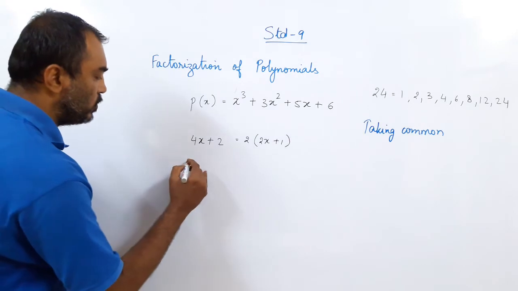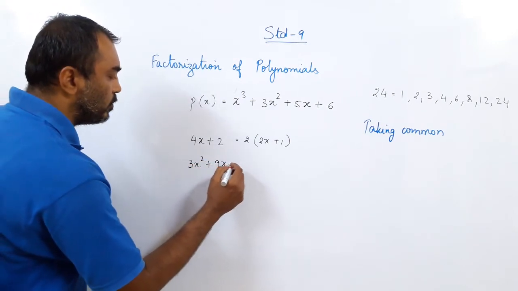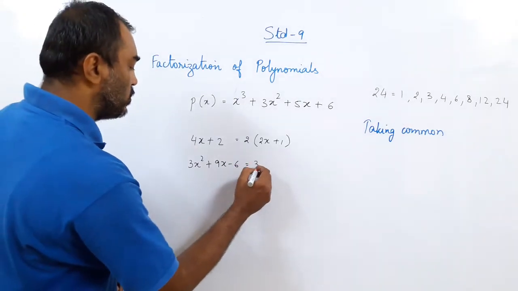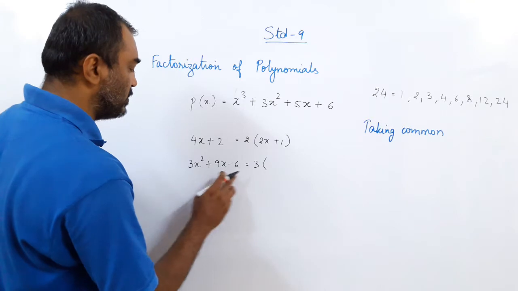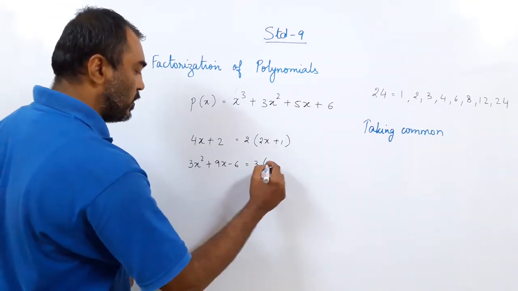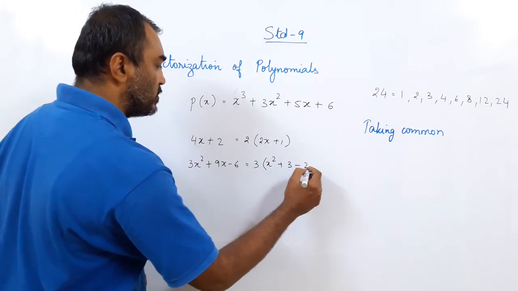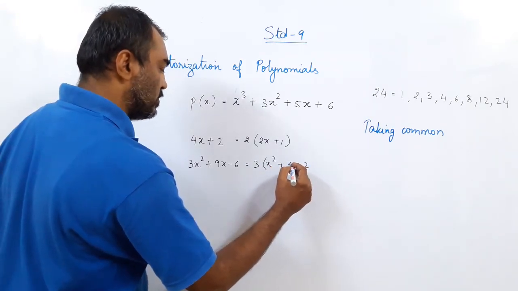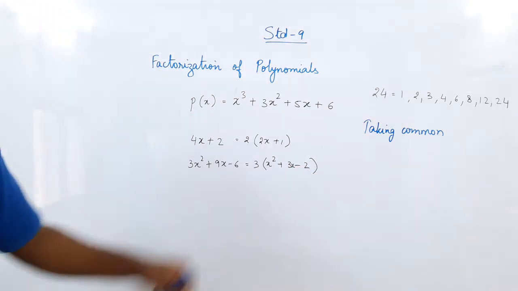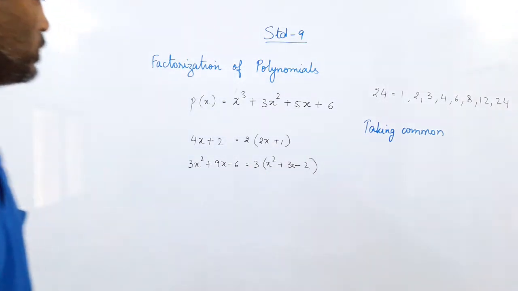Say we have 3x square plus 9x minus 6. So what you can take out common here? You can take out 3 common because 3, 9 and 6 all have the HCF 3. So we get 3 times x square plus 3x minus 2. So 3 is one factor that we get, but can we factorize this further?